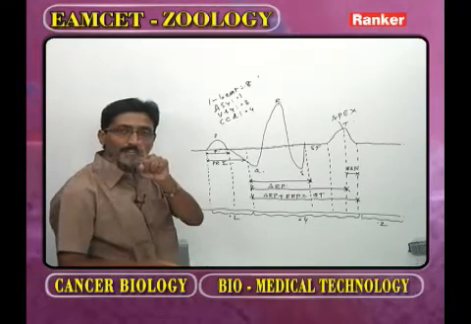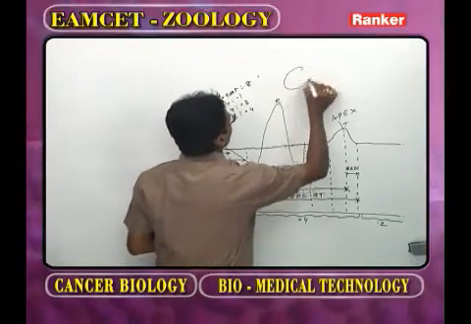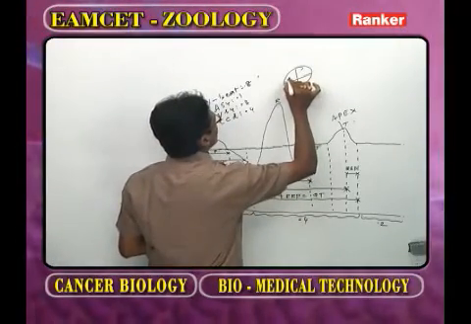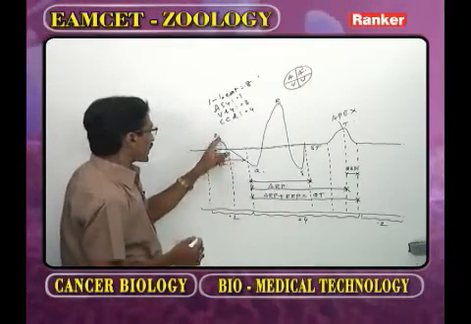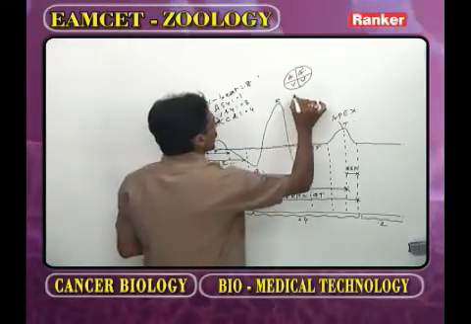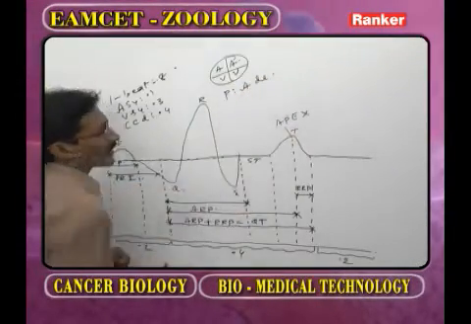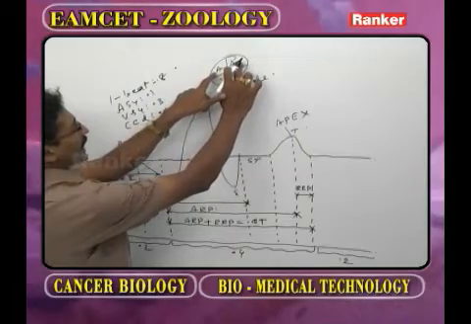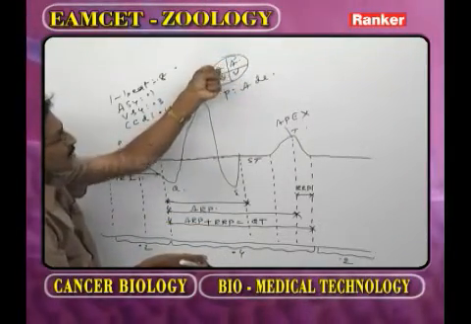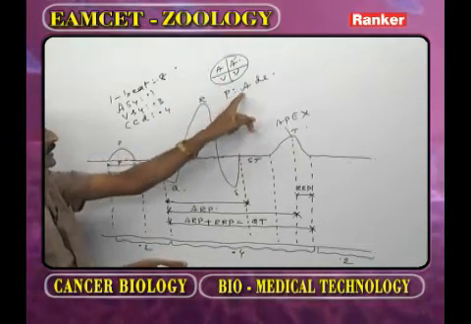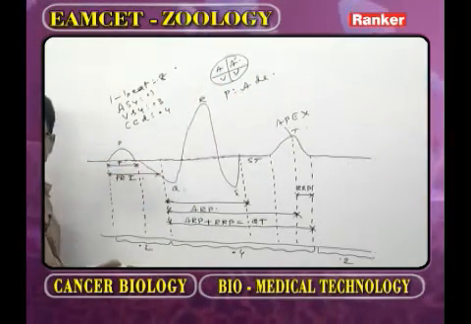In 1 minute, how many beats? Minimum 70, maximum 72. Now as we observe the heart, the 4 chambers are 2 auricles and 2 ventricles. Now the P wave indicates the auricles' depolarization. Whenever the auricles are filled with blood, the 2 auricles undergo contraction. That is called auricular depolarization. That is called the P wave.